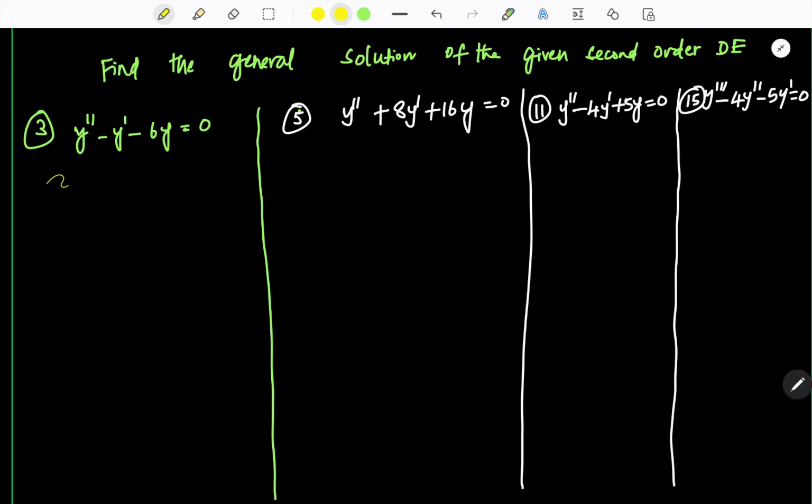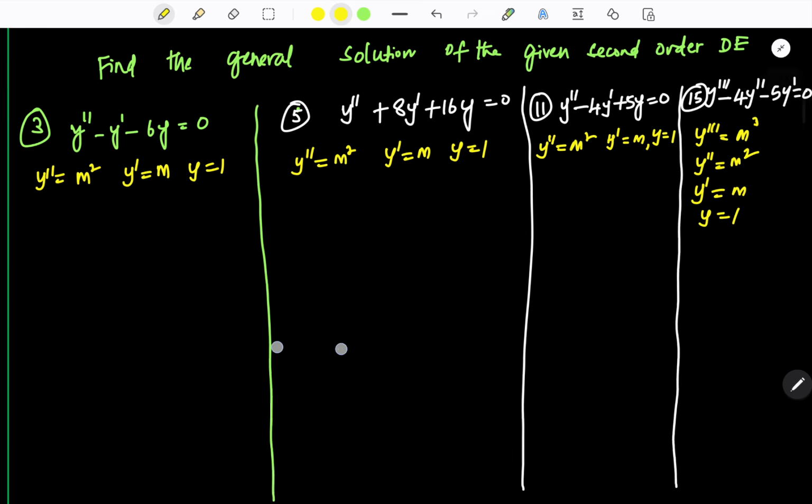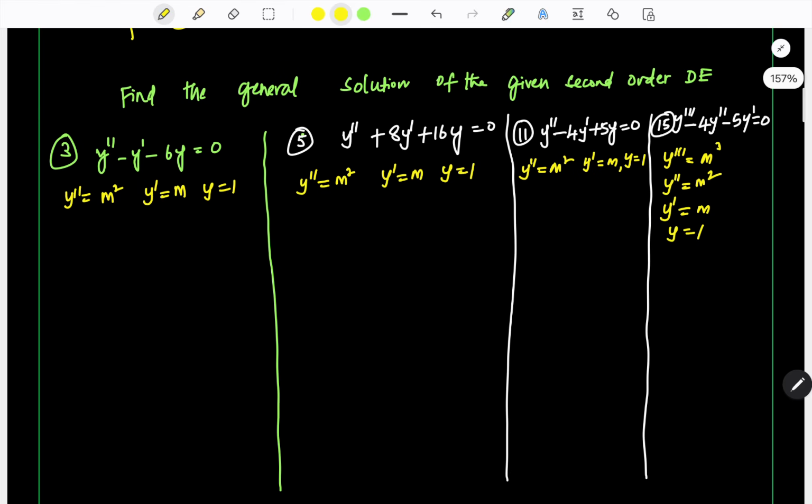So I told you for y double dash you are going to put what? m square. For y dash you are going to put m. For y you put 1. For y triple dash you are going to put m cube, y double dash is m square, y dash is equal to m and y is equal to 1. Now let's start this one.